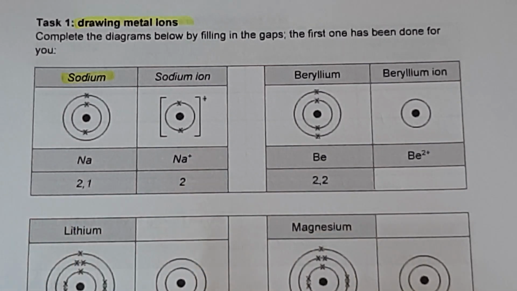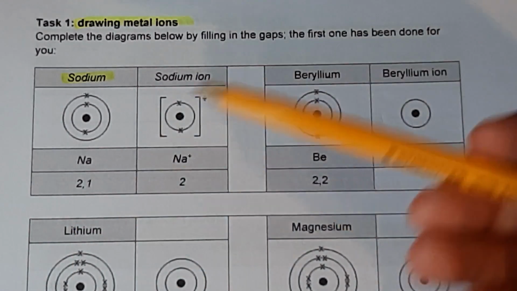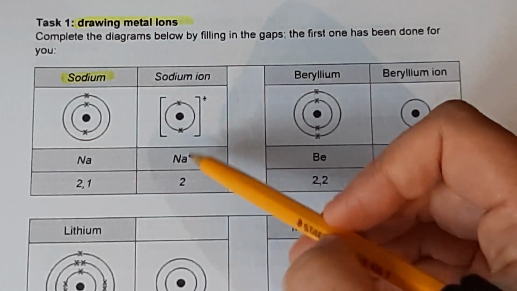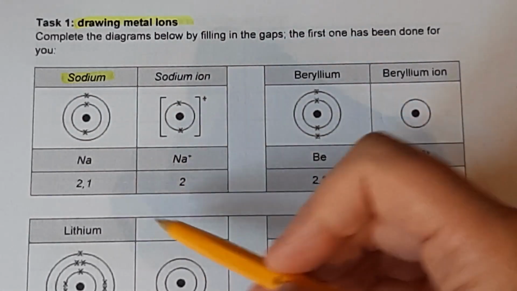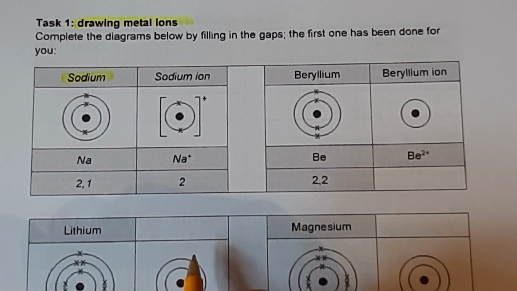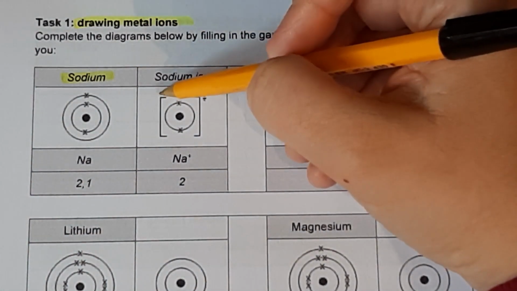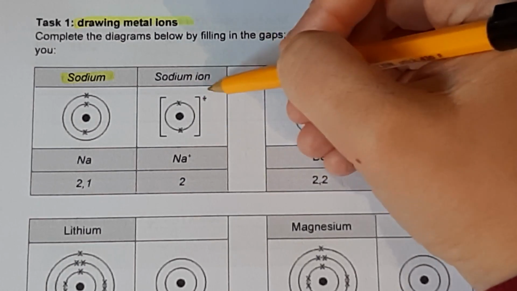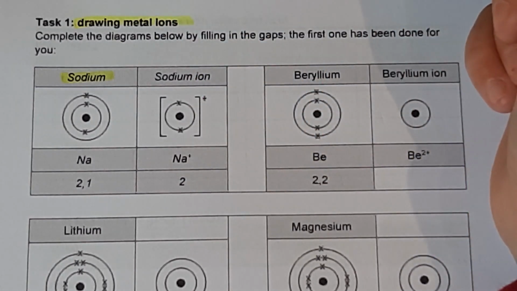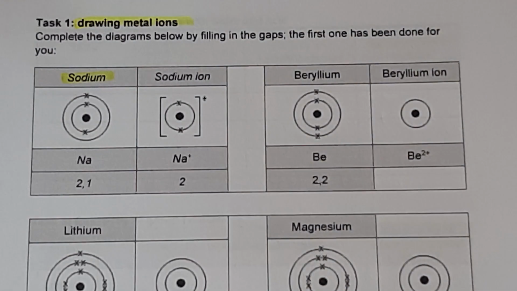Now when sodium is turned into a sodium ion, okay, it loses that outer electron. So it turns into Na+, and so now it just has 2 electrons in its outer shell. It's got a full outer shell now. And to show that it's an ion, we put it in this big square bracket and we put a plus symbol outside. Now we can do the same with beryllium, and I'm going to show you beryllium now.